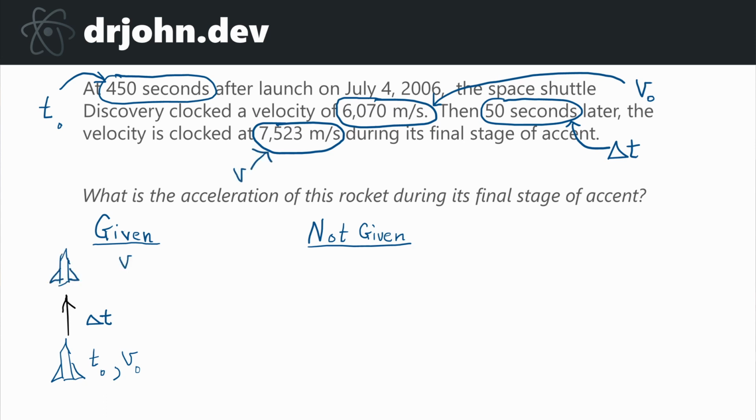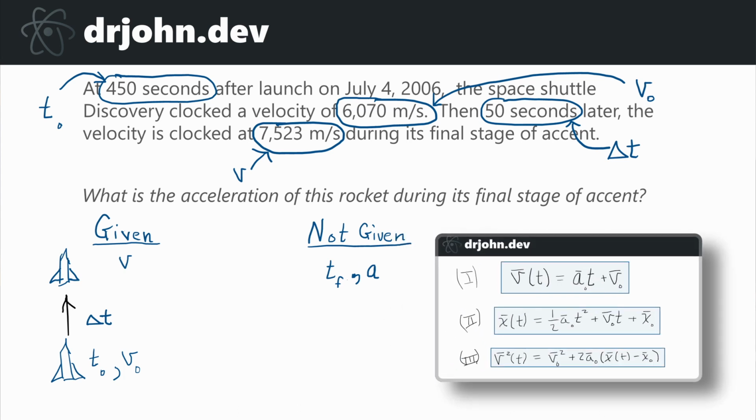We aren't provided with a final time, or the acceleration, which is what we are trying to find. Once we have labeled our variables, we can take a look at our three kinematic equations and determine which equation best links all the known and unknown variables together. Since we weren't provided with the rocket's displacement, or even asked to find it, we can choose the first kinematic equation, which is v of t equals a times t plus v0.